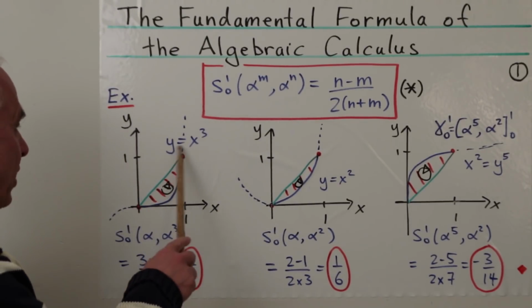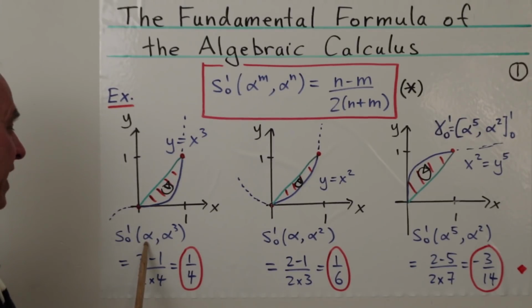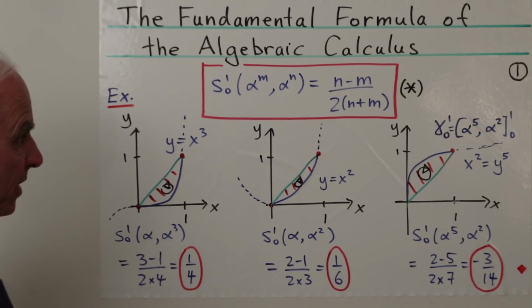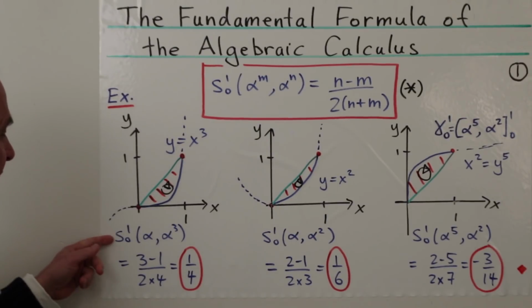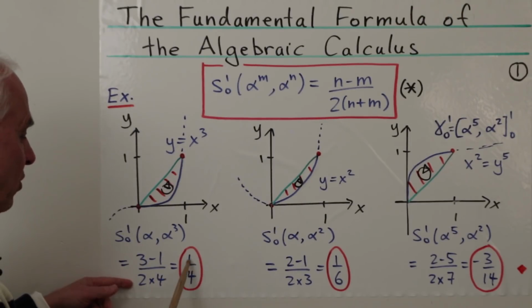Another example, y equals x cubed. So this is now parameterized by alpha, alpha cubed. The same formula tells us that the signed area from 0 to 1 will be 3 minus 1 divided by 2 times the sum, which is 4. So altogether 2 over 8, or 1/4.